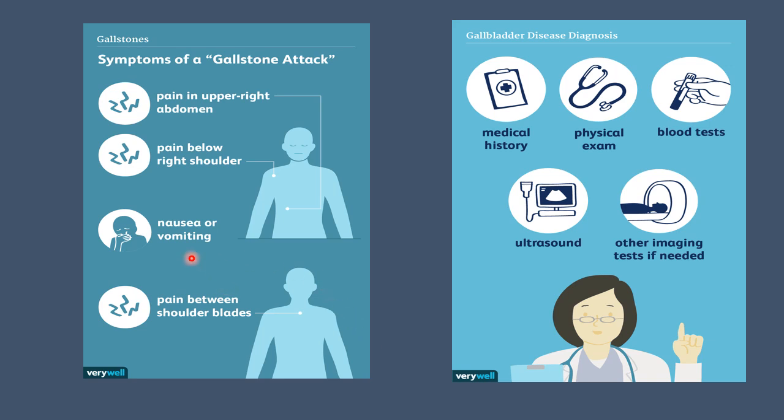This slide shows you the symptoms of a gallstone attack. Pain in the right upper quadrant of the abdomen, pain radiating to below the right shoulder, nausea and vomiting, and pain between the shoulder blades. So in the evaluation of this patient, we look into the history, the physical examination, some blood tests, ultrasound, and other imaging as needed.